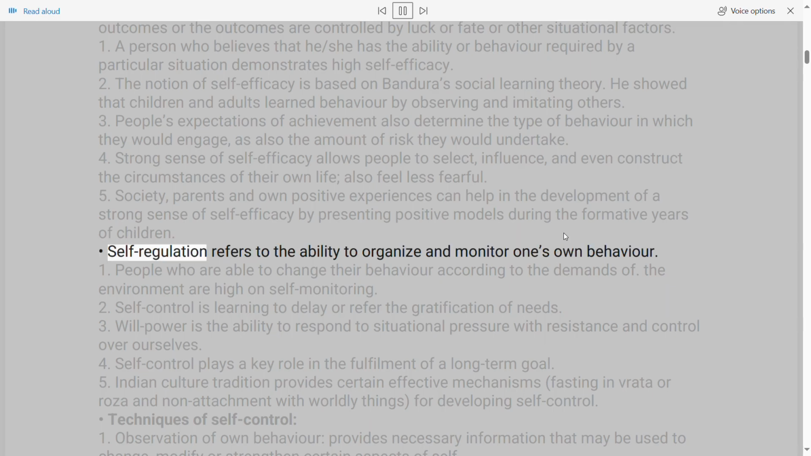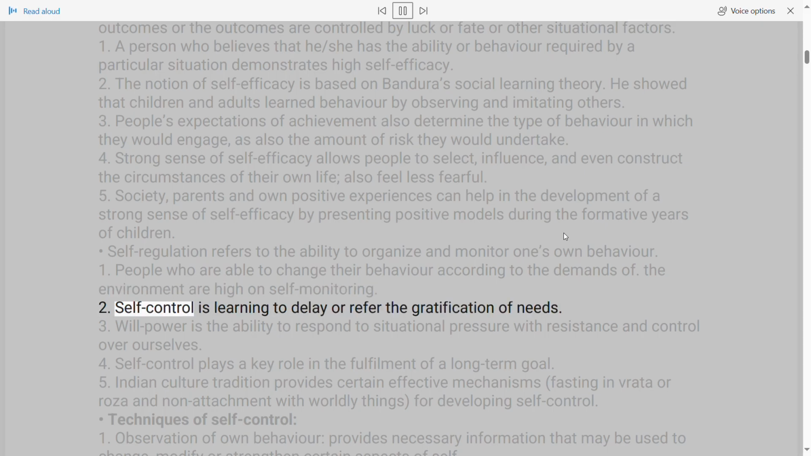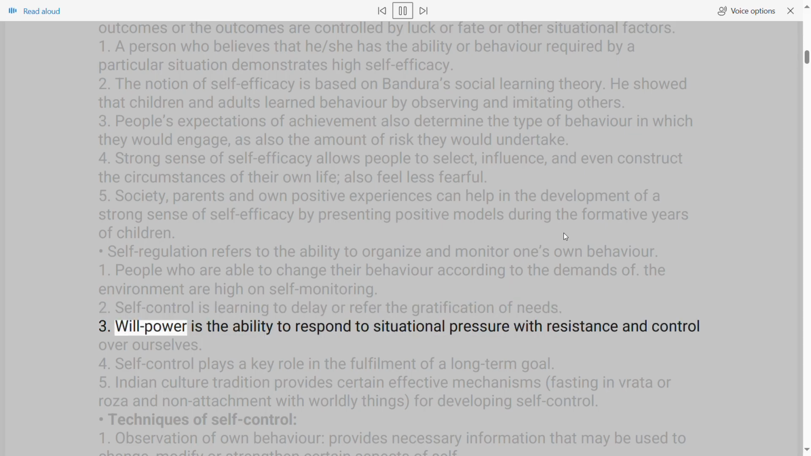Self-regulation refers to the ability to organize and monitor one's own behavior. 1. People who are able to change their behavior according to the demands of the environment are high on self-monitoring. 2. Self-control is learning to delay or defer the gratification of needs. 3. Willpower is the ability to respond to situational pressure with resistance and control over ourselves.